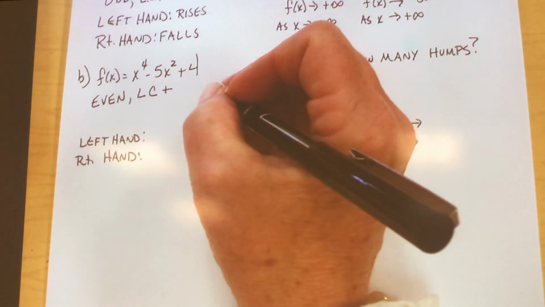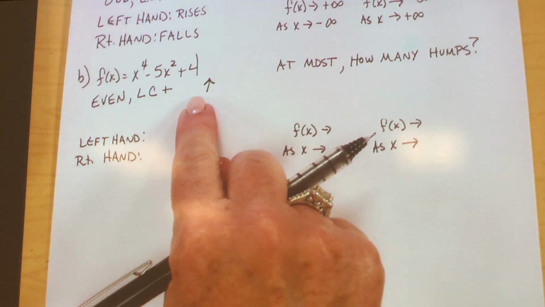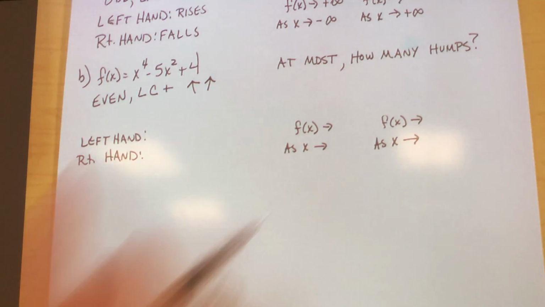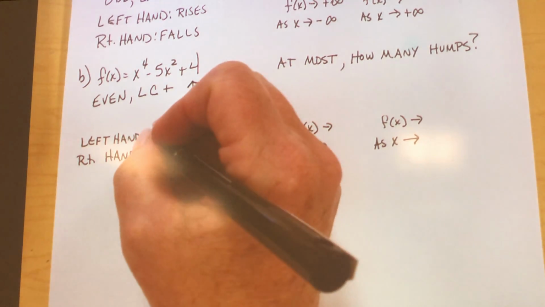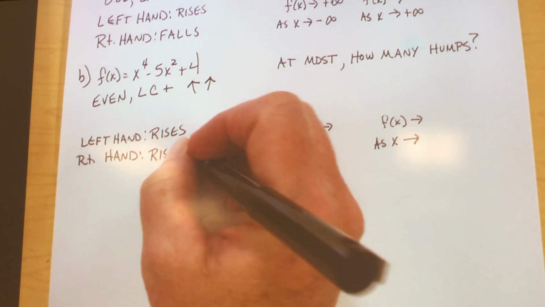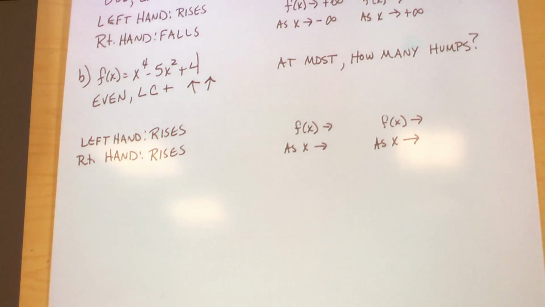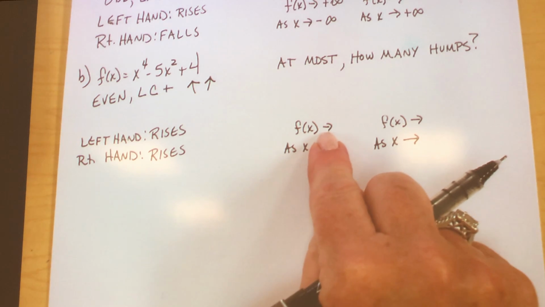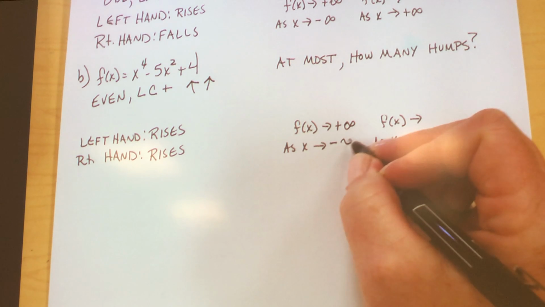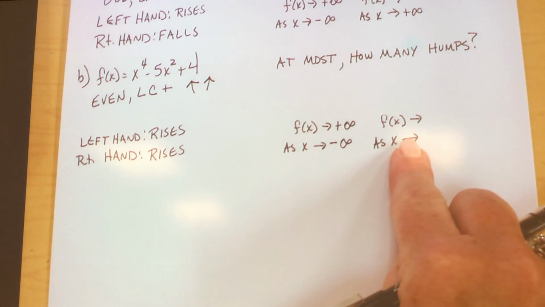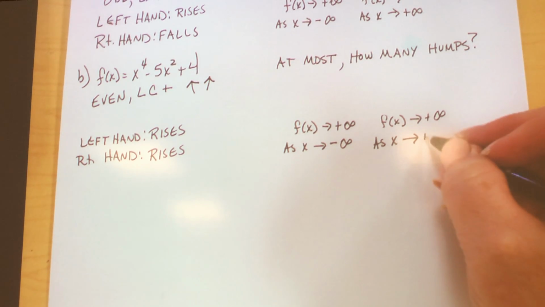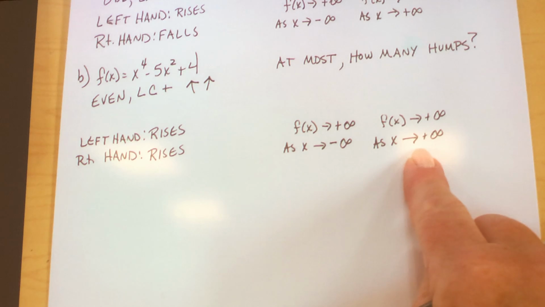Right. So the right side is going up. What is the left side doing? Yeah, it's doing the same thing because it's even. All right? So what's my left-hand behavior? What's my right-hand behavior? Are you with me? F of x approaches what? Positive infinity as x approaches negative infinity, that's on the left. F of x approaches positive infinity as x approaches positive infinity. That's on the right. Okay?